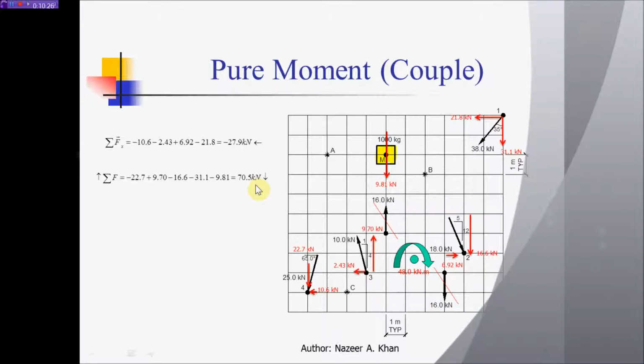The last thing that we're going to do with this particular problem, we are going to do summation of moments about point A, in respect to point A. Remember that a moment or a couple has the same moment no matter where. If I did moments about here, this couple would have the same 48 kilonewton meter acting in the clockwise direction. And if I did it at C, it would have the same. So it's a pure moment, it's a couple. We got to keep that in mind as we go through this problem.